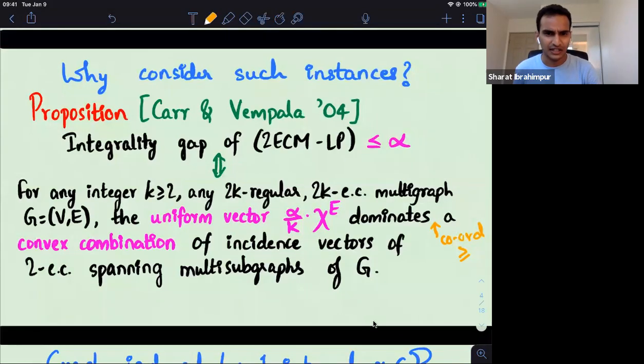I'll come to this in some more detail, with a specific example in the next slide. But the main idea here is that this gives us a more combinatorial problem to work with, some really structured graphs, these graphs which are 2k regular and 2k-edge connected. And we want to just work with that and prove certain properties. And that is sufficient to show that the integrality gap of a certain LP is bounded.